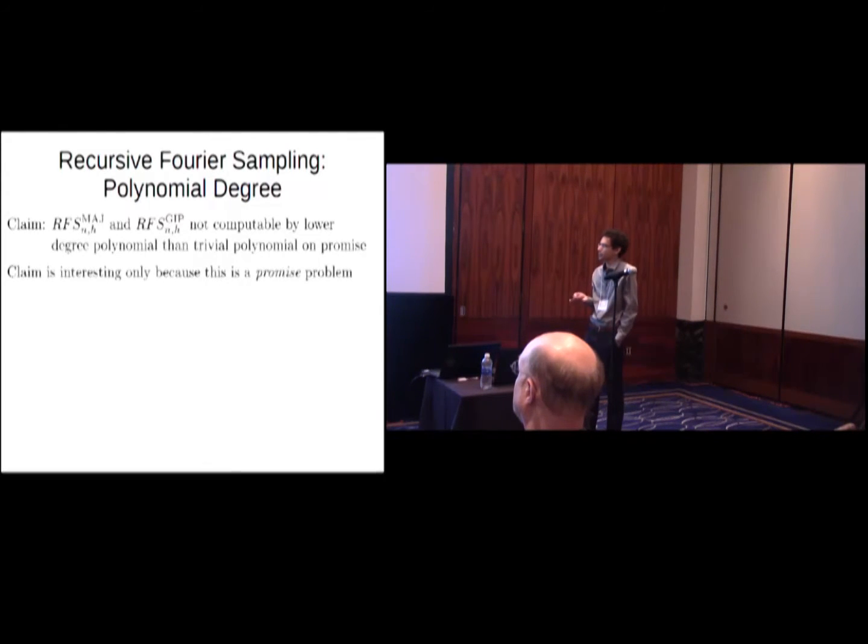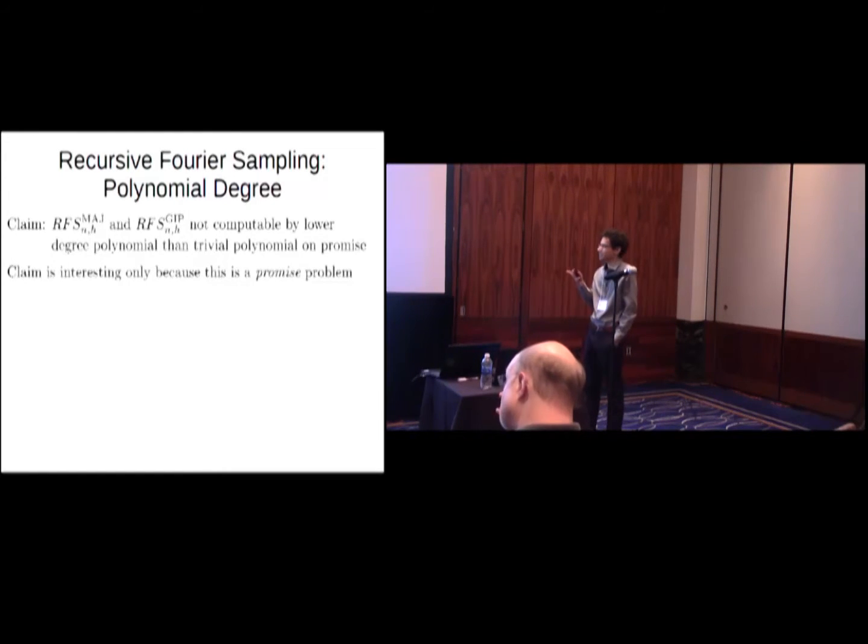It's important to note that the only reason this is even a non-trivial statement is because we're referring to a promise problem. Of course, for a total function, every single function would have this property, namely any function is computable by a unique polynomial over GF2. That it's square free, that's the unique lowest degree polynomial, so this wouldn't be interesting. The only reason this is interesting is that the promise is really, really small. And because the promise is so small, it is both non-trivial and perhaps even surprising.